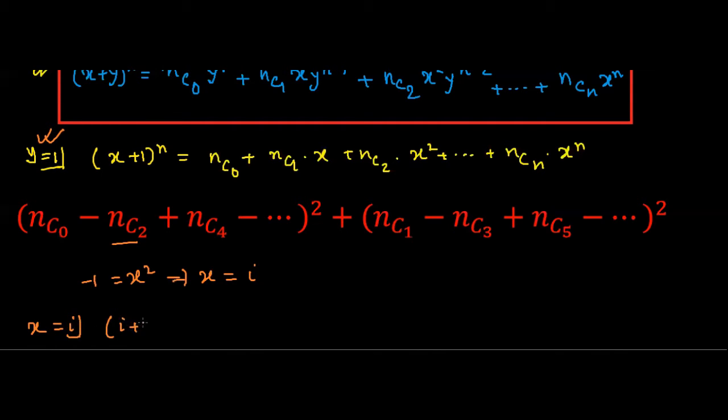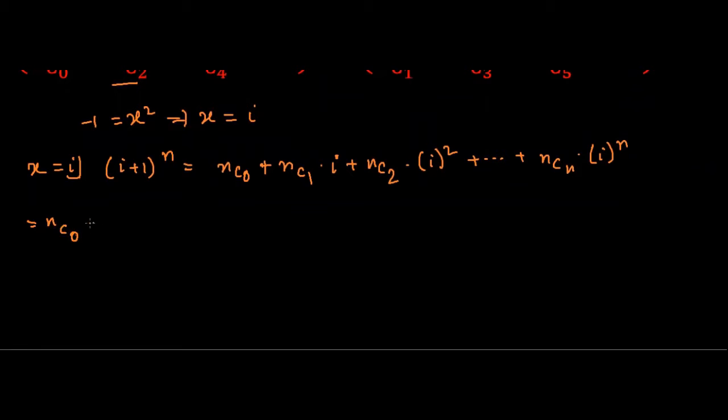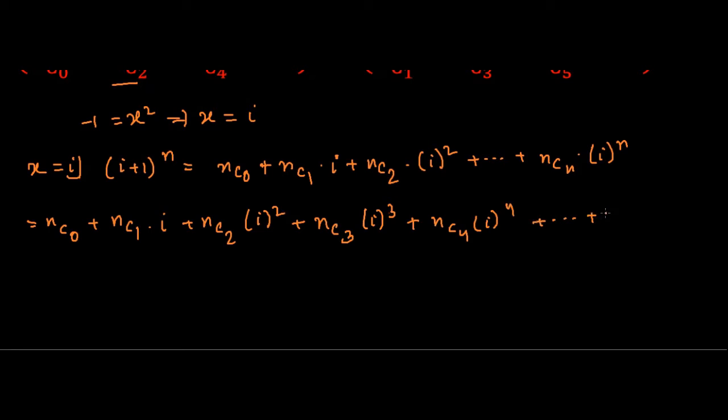We get (i + 1)^n is the same as nC0 plus nC1 times i plus nC2 times i squared up to nCn times i to the power n. Now, if we write more terms here, we get the same as nC0 plus nC1 times i plus nC2 times i squared plus nC3 times i cubed plus nC4 times i to the power 4 and up to nCn times i to the power n.